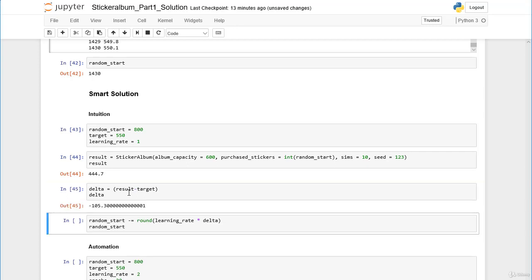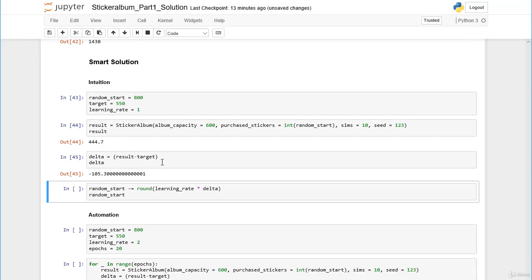So it's minus 105. Minus means that our actual result is 105 unique stickers lower than our target. What we are now doing is updating our random start. So our random start is equal to our previous random start minus learning rate times delta. Learning rate is now 1, so we can forget about it, but we are changing our random start by the delta.